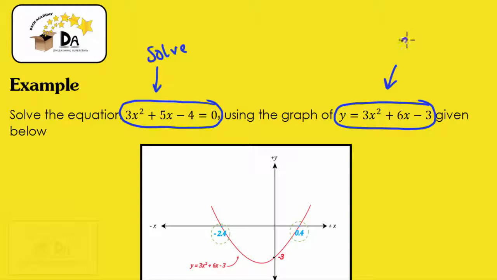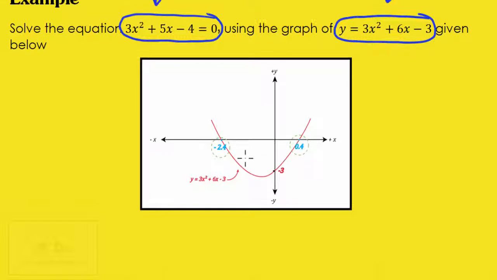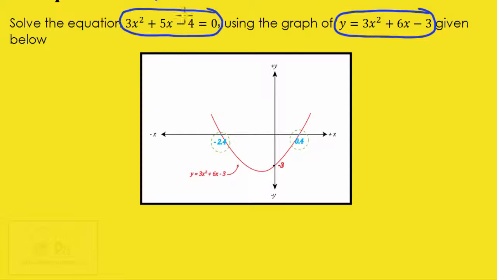So this is the equation of the graph. And this graph is this red curve here. As you can see, y equals 3x squared plus 6x minus 3. That's this here.